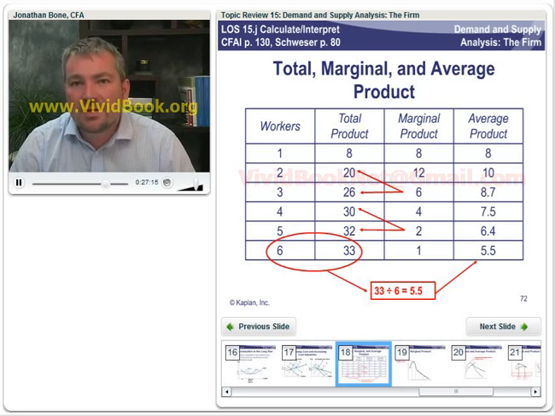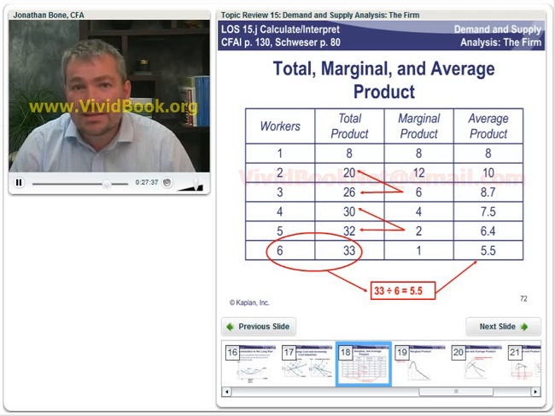Let's have a look at the marginal product from going from 2 to 3 workers. We go from 20 to 26 as our output, so the marginal product of the third worker is 6. Let's look at going from 4 to 5 workers. Notice from 4 to 5 workers, output goes from 30 to 32. So the marginal product of the 5th worker is 2 units.